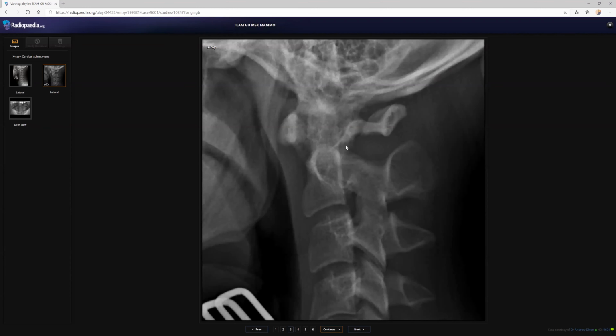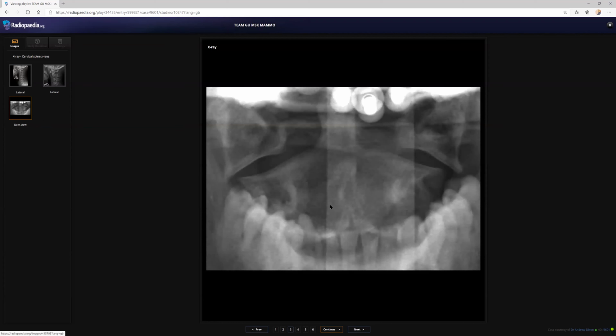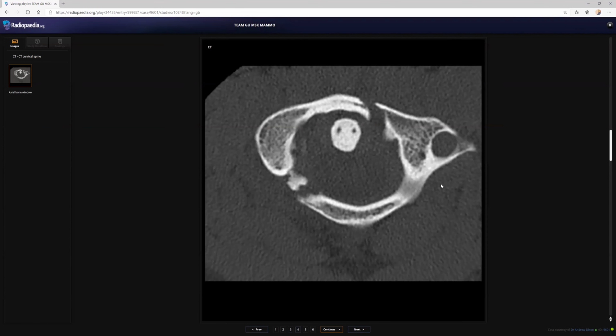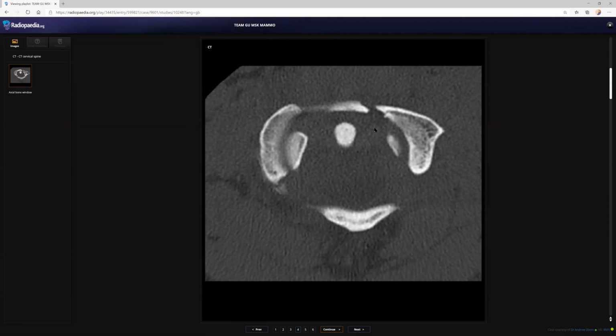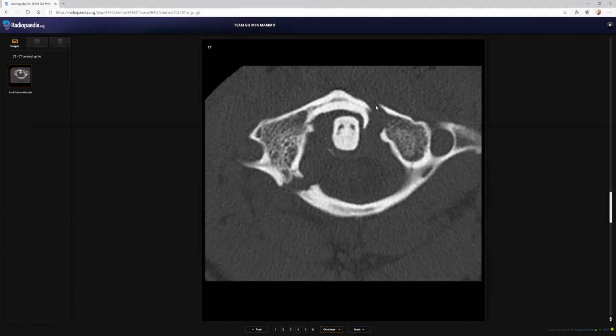So you are suspecting some fractures, and you ask for the dens view, the open mouth view, where there is loss of alignment between the lateral masses of the atlas and the axis, and there is widening between the lateral mass and the dens. So obviously there is something happening with the ring of the C1. You are suspecting a fracture, and you correctly said that you will inform the referring clinician and arrange for an emergency CT.